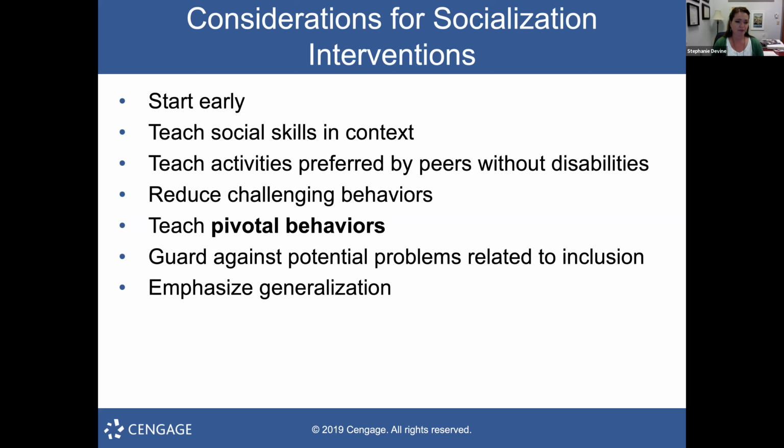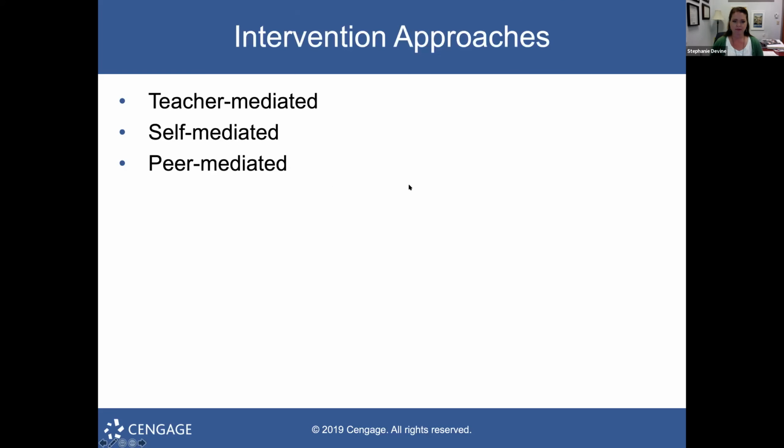It's important. You want to reduce challenging behaviors because those can be a major barrier for social interaction with others. So that is going to be kind of a priority there. That doesn't mean you wait entirely to teach social skills, but you are going to have to work on reducing those challenging behaviors.